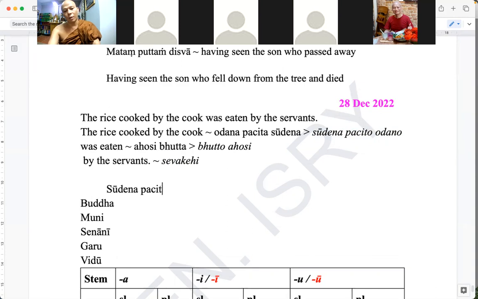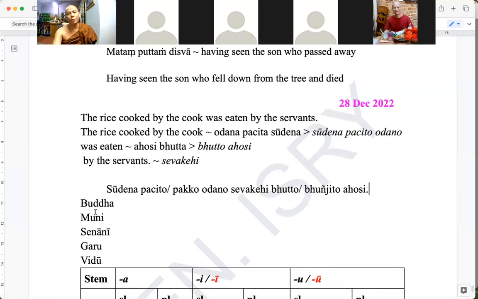Pacito can also be pakko. So odano, sevakehi, and then bhutto or bhunjito, ahosi, any in this way. Basically, analyzing phrase by phrase is easy to understand.